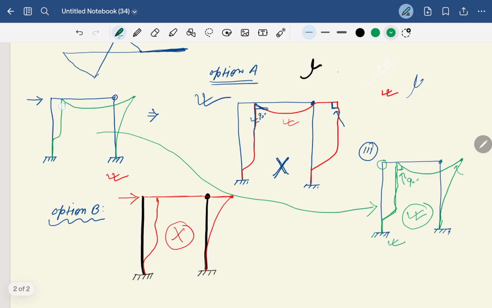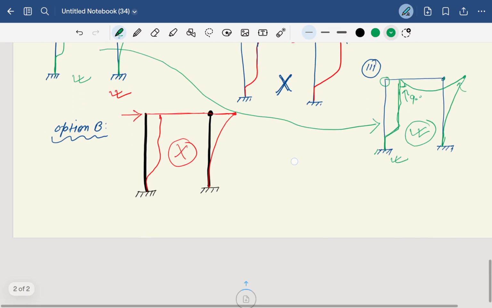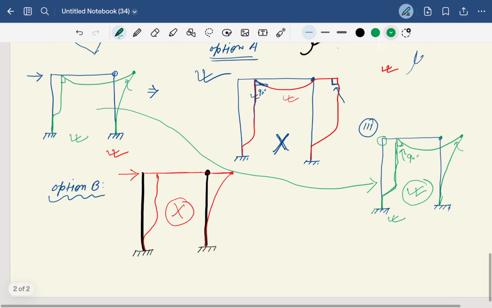Because this is 90 degree and it is the internal pin, it is allowed to rotate but it will not make 90 degree, and the rotation will be 0. So this is the correct one. Okay, so this is the process to know how we draw the deflected shape of the portal frame. Understand?